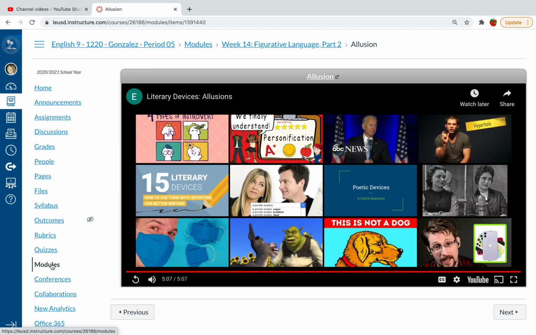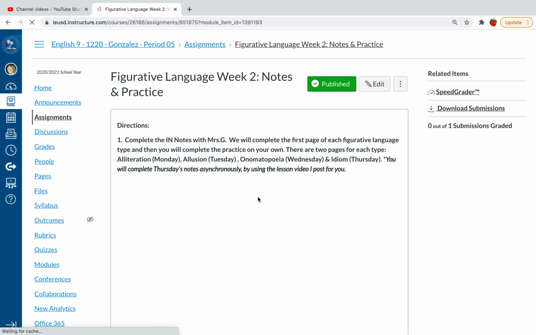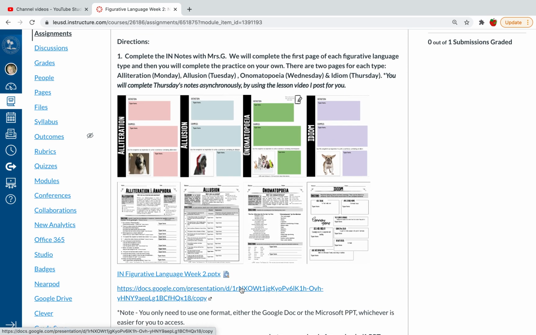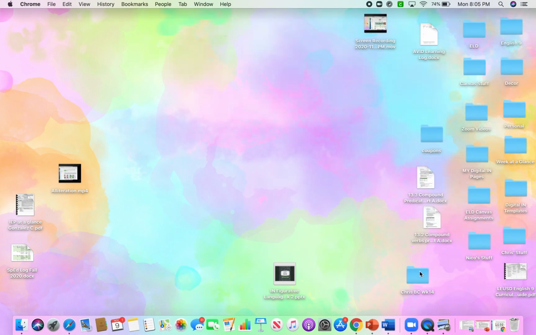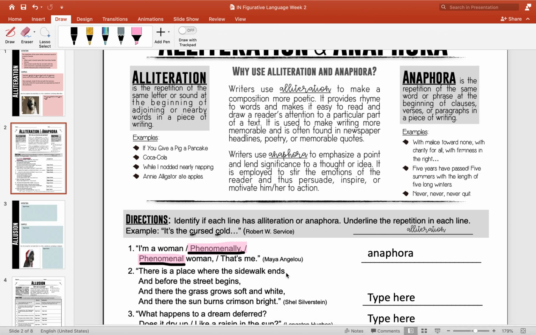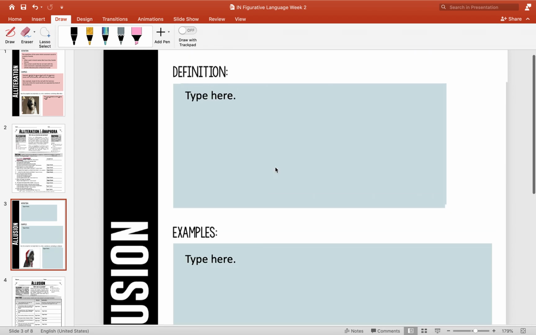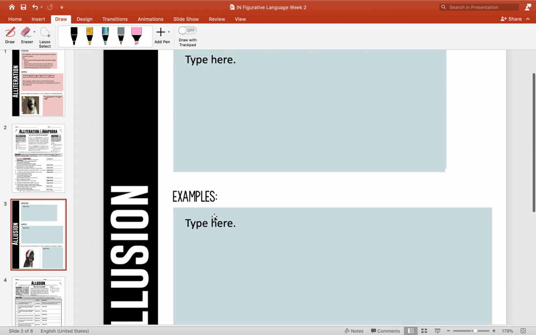The next thing we're going to do is open up our notes. So I want you to open up either the PowerPoint version or the Google version, whichever one you were working in yesterday. And we're going to go straight to the blue section. I'm going to open this up on my desktop because I have it there. Okay, so allusion. Allusion has the dog with the Santa hat underneath.